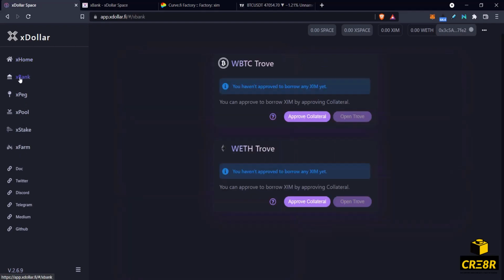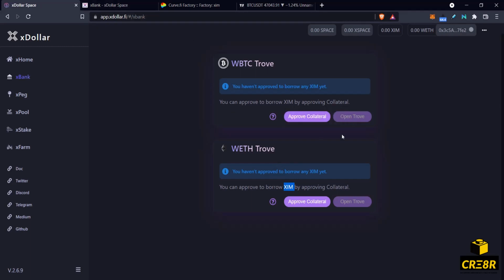So XBank. XBank is the place where you will open up what they call troves. These are like vaults. You put your wBTC in here and you use that wBTC to mint the XIM token. Or you open up a trove here and you put your wETH in here to mint XIM. Now, I'm not going to do this right now because it is on Ethereum and I don't want to spend gas to test this, but I'm pretty familiar with what it's doing and I'm going to think about whether or not I want to use this or not.